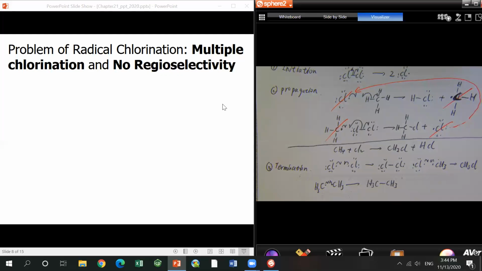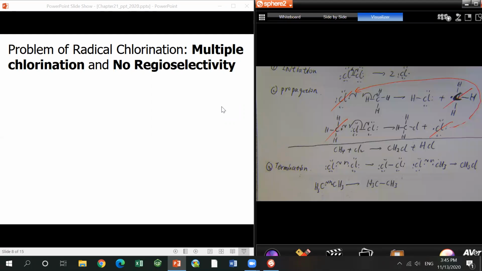So now we need to compare radical chlorination with bromination, one giving the chloroalkane, another giving the bromoalkane. For chlorination, the big problems are multiple chlorination and also no selectivity. We'll do it one by one.